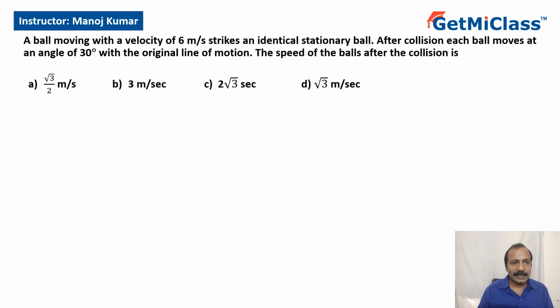So here, what is happening? Let's say this is the first ball, it is moving with a velocity of 6 meters per second, mass is m. Now it collides with a stationary ball and then each of the balls moves at an angle of 30 degrees, right?